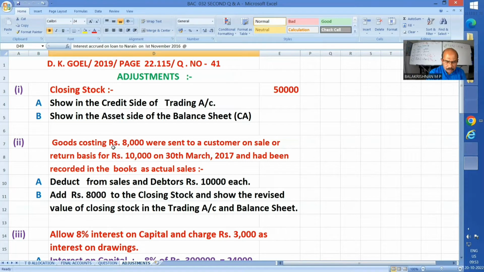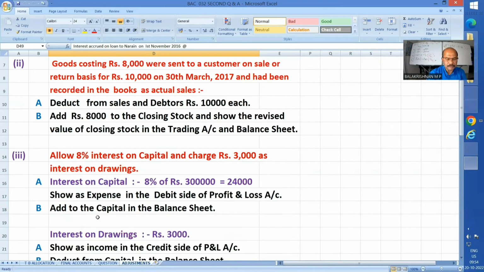And the costing, goods costing 8,000. Goods of 8,000 at a profit for 10,000 you wanted to sell. That goods is in the custody of whom? With the customer. Since I am taking off the sale, the goods belong to me. So let me add to the closing stock. Add rupees 8,000 to the closing stock and show the revised value of closing stock in the trading account, because some closing stock amount has been given. This 8,000 also should be added. So this 50,000 will get added with this 8,000 rupees.